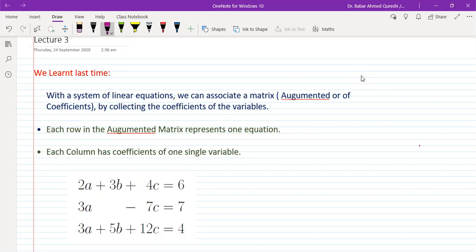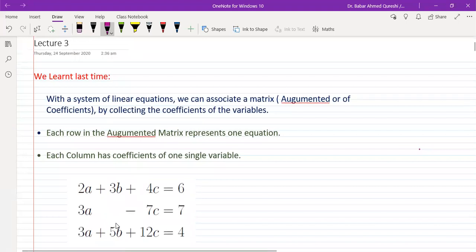And how do you do it? Each row in the augmented matrix represents one equation, and each column is fixed by collecting the coefficients of one single variable. So if you are looking at one column of your matrix, that means you're looking at the coefficients of one particular variable. For example, if I look at this system, here you have three variables A, B, and C, and you have three equations given to you. So it's a square system.